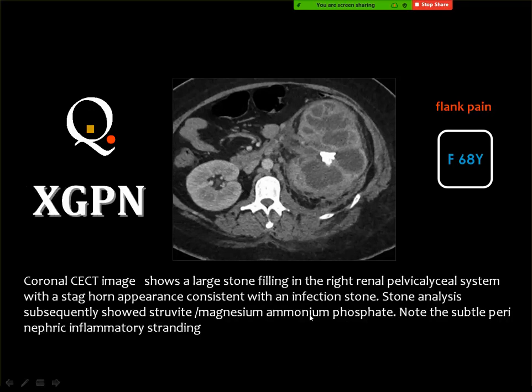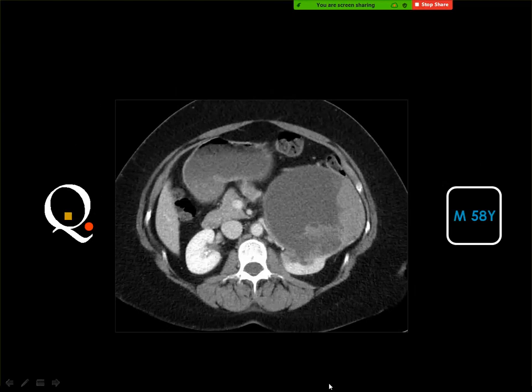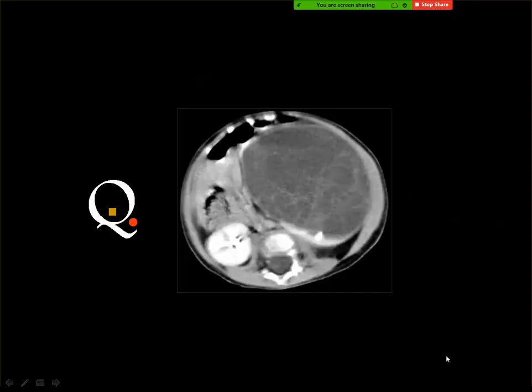Xanthogranulomatous. This is the classic appearance of the xanthogranulomatous pyelonephritis and the stone and the obstructed calyces. There is a remaining renal parenchymal tissue and the stranding of the perinephric fat. Renal cell carcinoma. Very good. Cystic type renal cell carcinoma. There is a big cyst with a solid mural component on the lateral wall and diagnostic of cystic renal cell carcinoma.